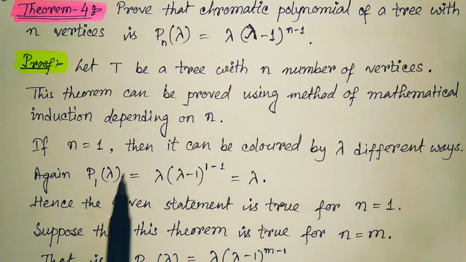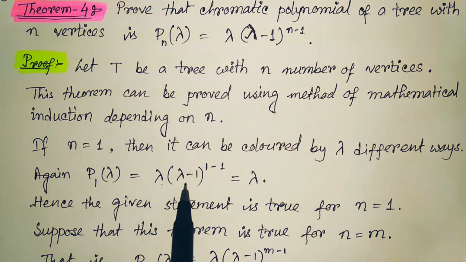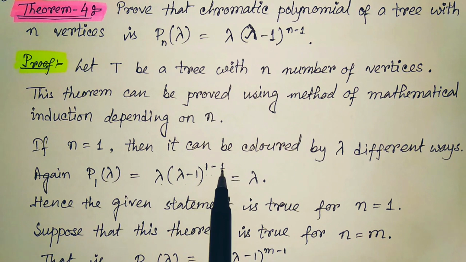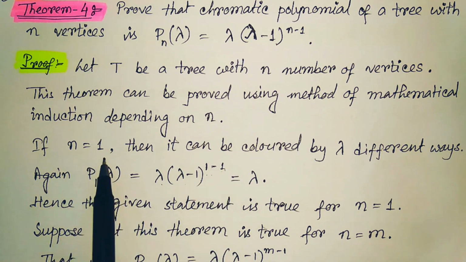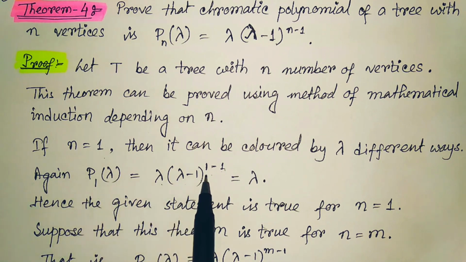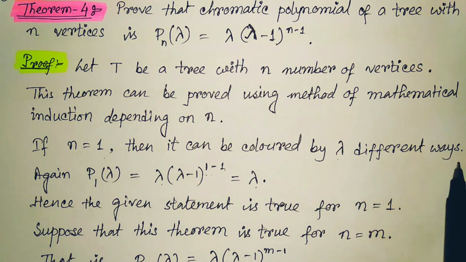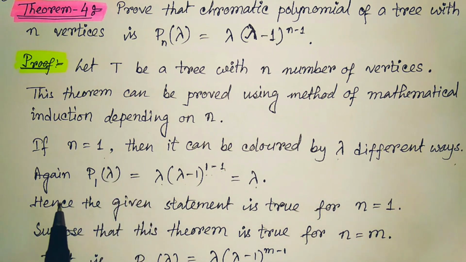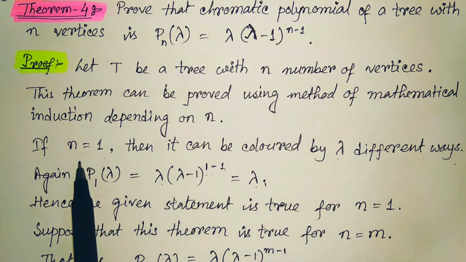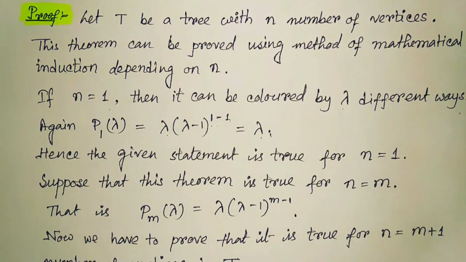So from the theorem we can write it is lambda into lambda minus 1 to the power 1 minus 1. As we consider n equal to 1 by the mathematical induction, we just substitute the value n equals 1. So we will find this value is lambda, which is the lambda different colors to color the one vertex which we have in the tree. So this proves that for n equal to 1, the theorem is true. Hence, the given statement is true for n equal to 1.